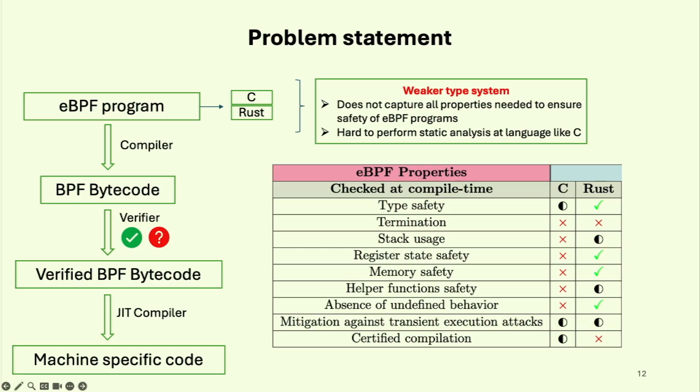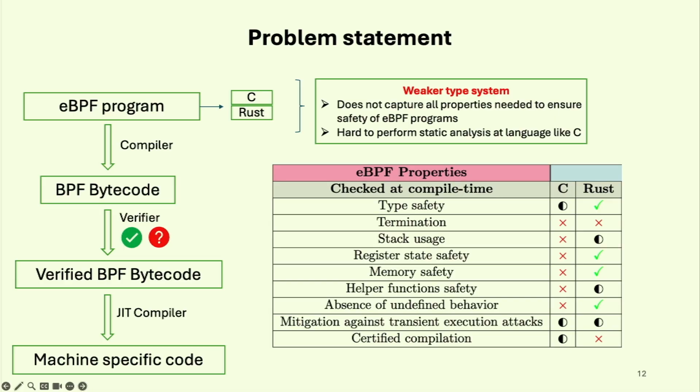For example, for type safety, we know that C provides type safety to some level, but it also has, for example, implicit casts, and it supports void star. So we cannot say that C can be put in the category of type safe languages for this eBPF ecosystem. But for Rust, I have put a tick mark there because Rust is known to have a strong type system. Another property is termination. As we all know, neither C nor Rust can reason about termination at compile time.